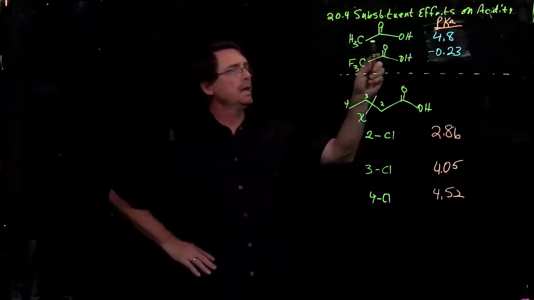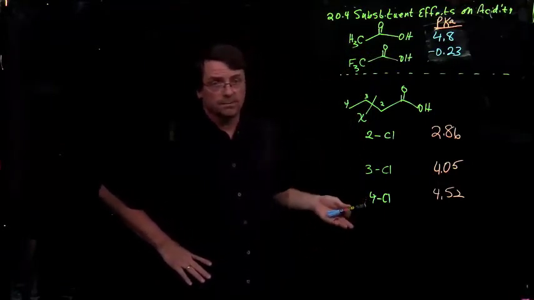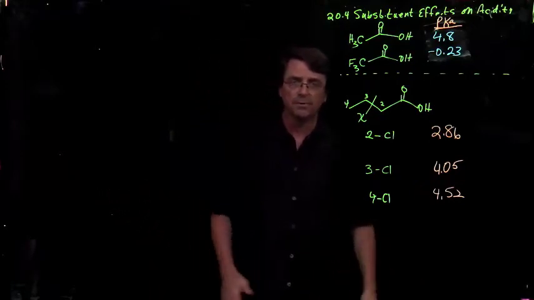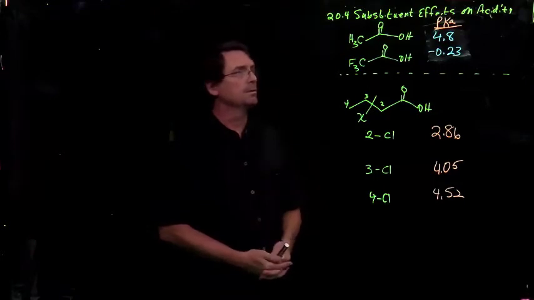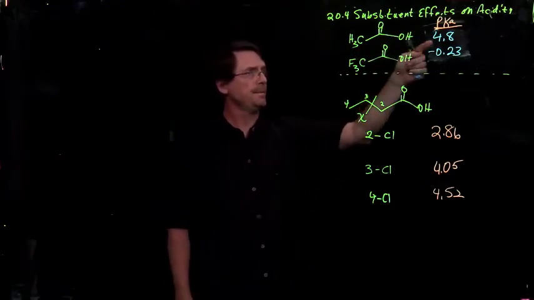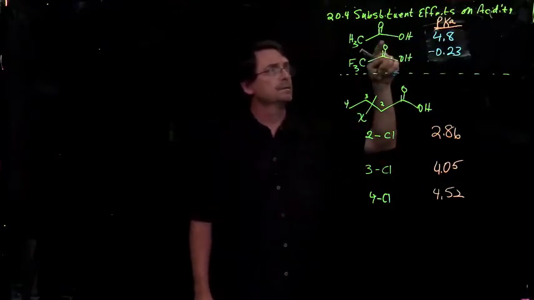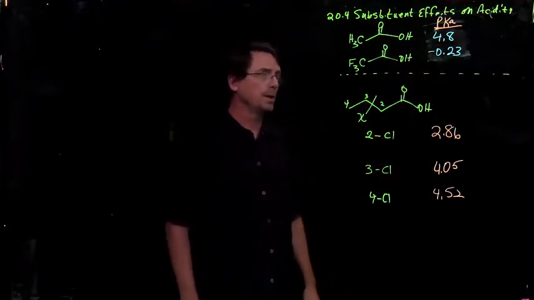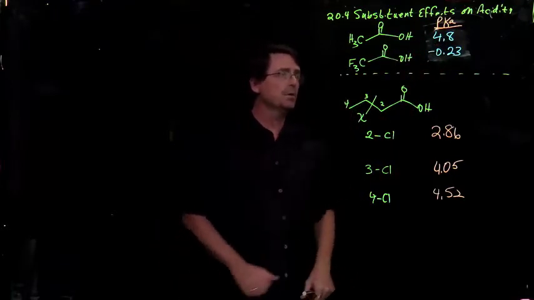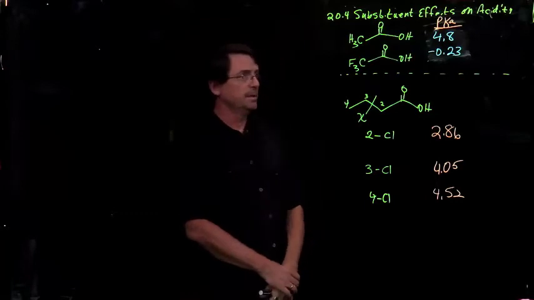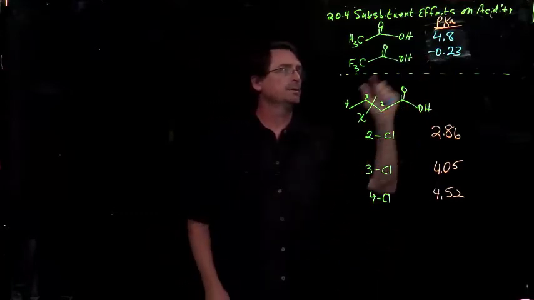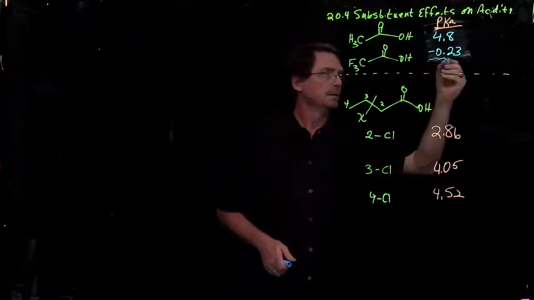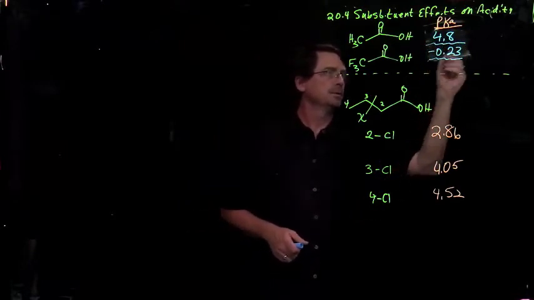If we compare acetic acid, again, that's vinegar. You're probably familiar with that if you like dill pickles. Those kinds of things are all preserved in vinegar. So acetic acid, pKa is 4.8. If we go to the trifluoroacetic acid derivative, pKa goes to minus 0.23. Big difference between those two numbers.